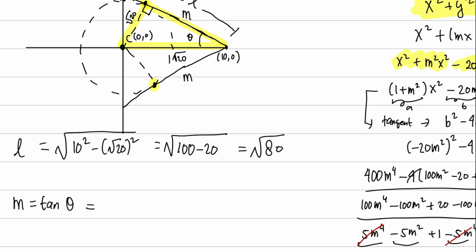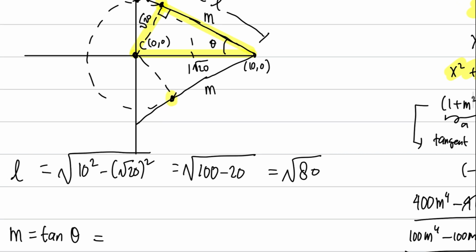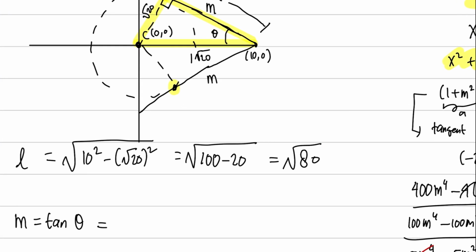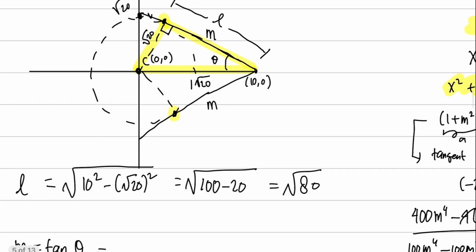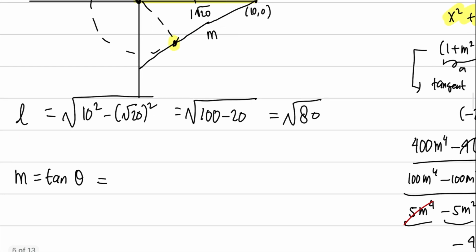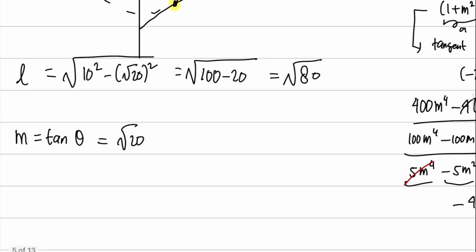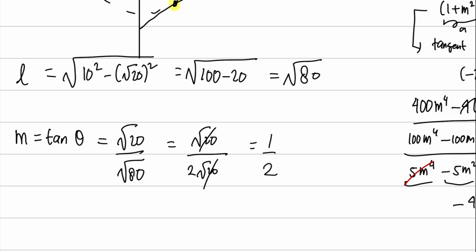just calculate the tangent. So tangent is opposite divided by adjacent. So the opposite is this square root of 20, divided by the adjacent, square root of 80. So tangent theta equals square root of 20 divided by square root of 80. And then we just simplify. This one becomes square root of 20 over this one becomes 2 square root of 20. And then you will get 1 over 2.